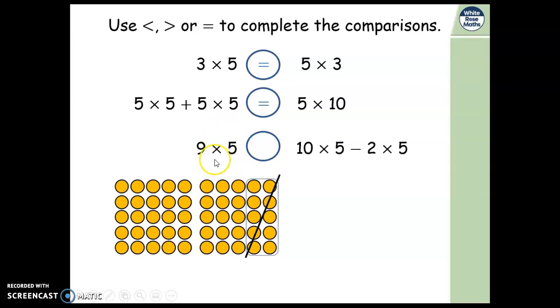If we look at the final question, 9 times 5, we've got 9 times 5, which equals 45, because we've got 5, 10, 15, 20, 25, 30, 35, 40, 45. I should have 9 fingers up. If we look at 10 times 5, and we're taking 2 of them away, we've got the 10 times 5 here. We take 2 of them away. We have 1, 2, 3, 4, 5, 6, 7, 8 groups of 5 now. So 9 groups of 5 is greater than 8 groups of 5.